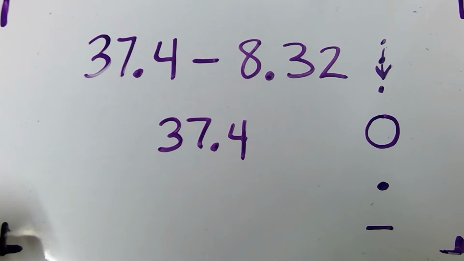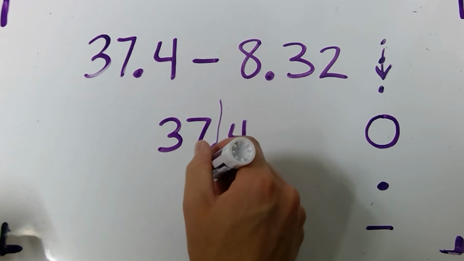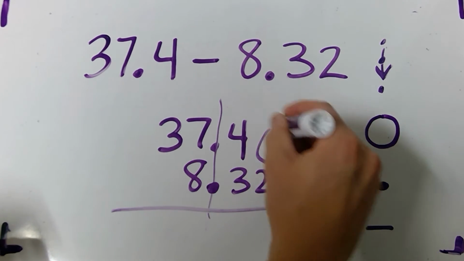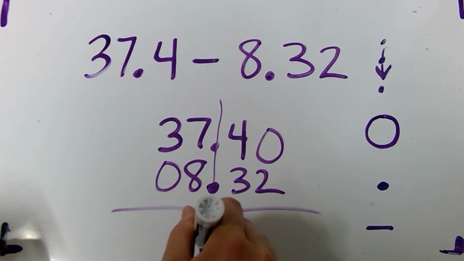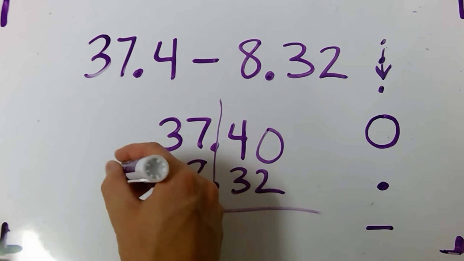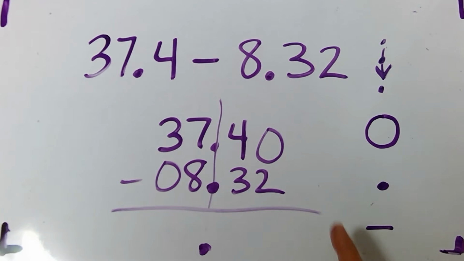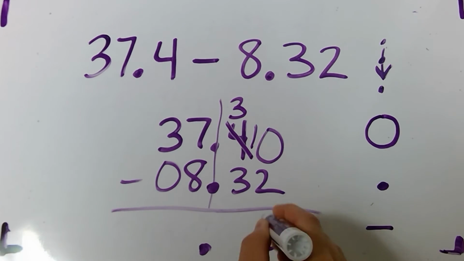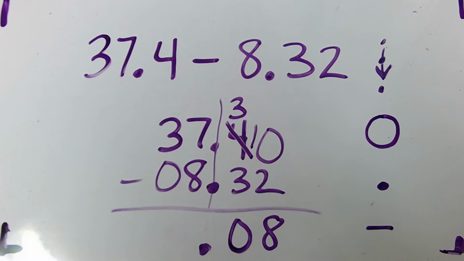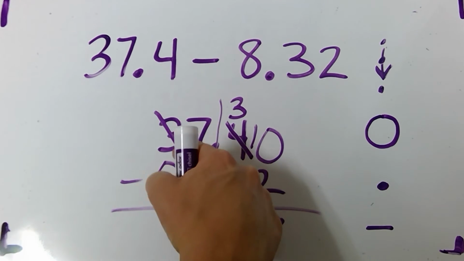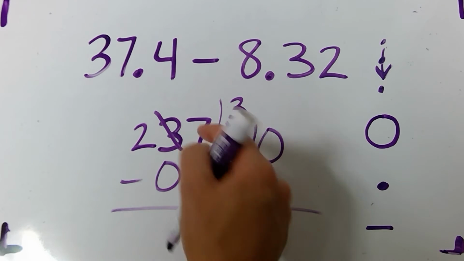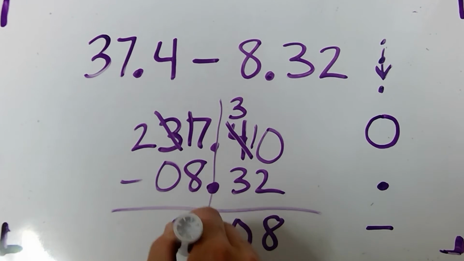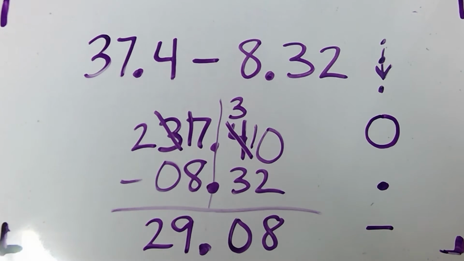37 and 4/10. Line it up by the decimal. 8 and 32/100. Fill in any gaps with 0. Drop the decimal down into the answer. And subtract. 0 minus 2, can't do it. Borrow from the neighbor. It becomes a 3, and this becomes a 10. 10 minus 2 is 8. 3 minus 3 is 0. 7 minus 8, can't do it, so I have to borrow from the 3. It becomes a 2. The 7 becomes 17. 17 minus 8 is 9. And 2 minus 0 is 2.